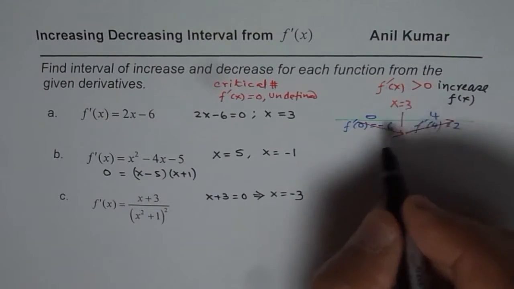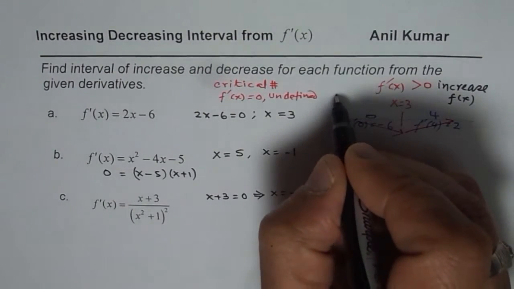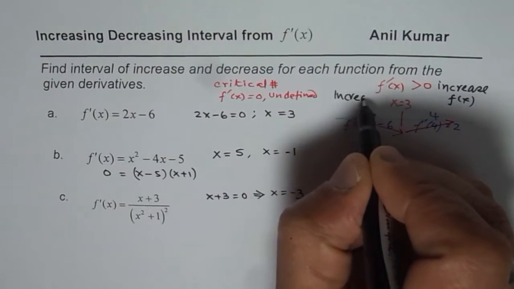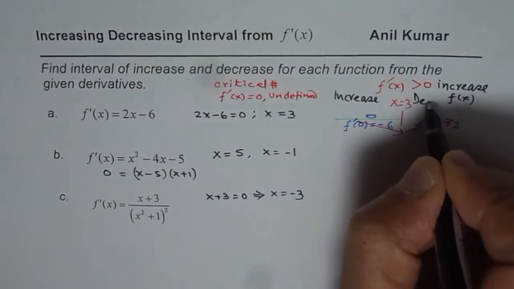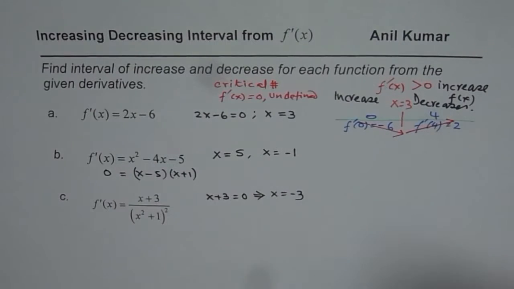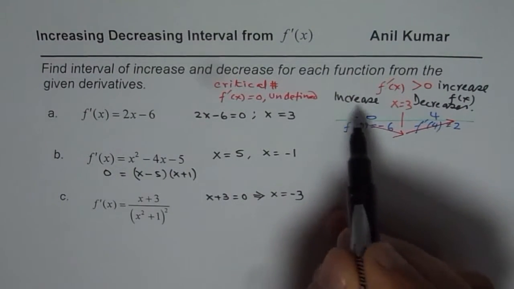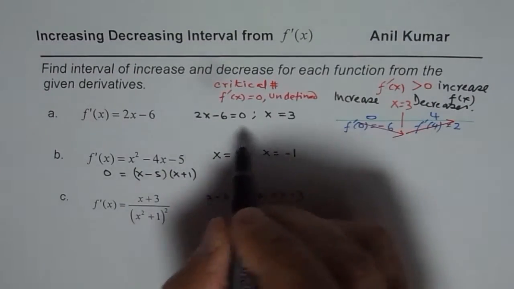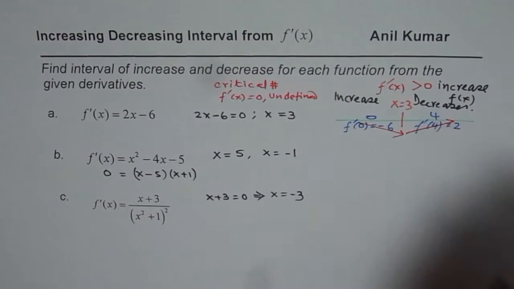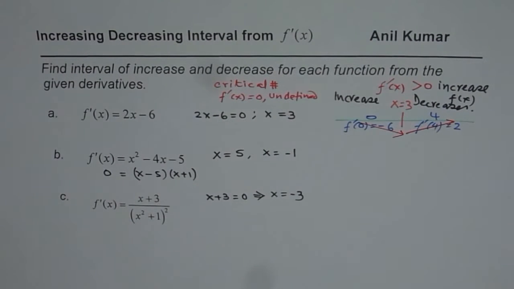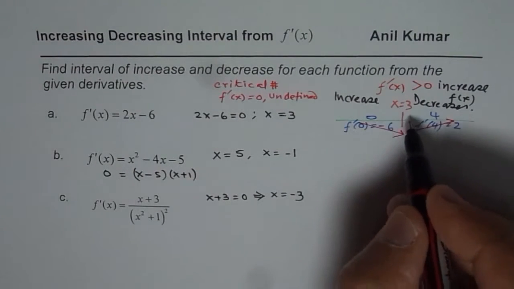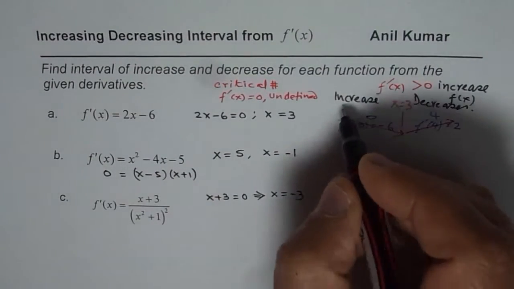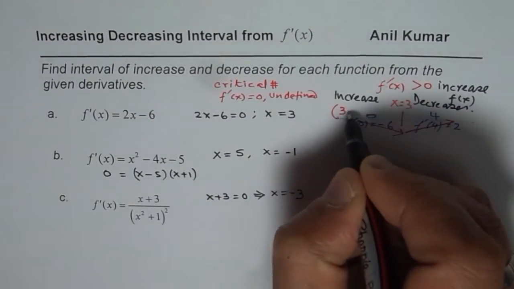Let me now make two sections here. We'll write down the interval of increase in one column and the interval of decrease in the other. In this particular case, we find that the interval of increase is beyond 3. So the interval of increase for this particular function is, let me use a different ink, from 3 to infinity. So it is increasing from 3 to infinity.